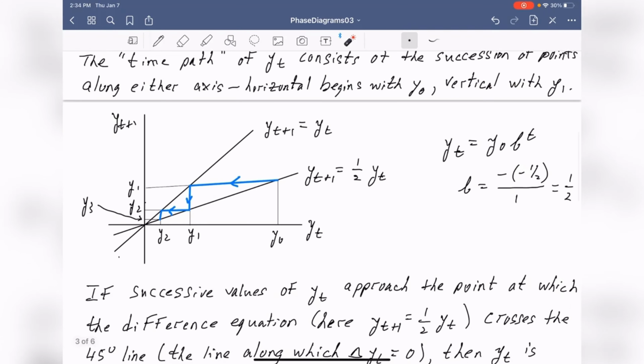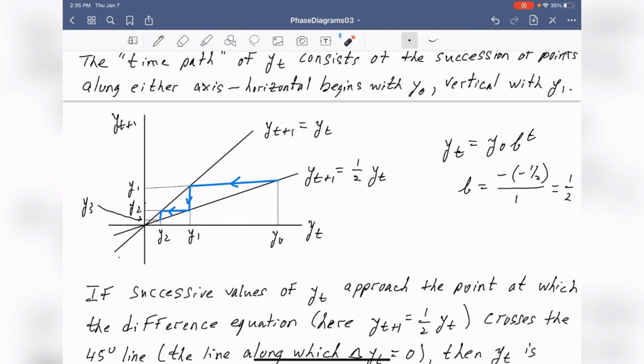So let's illustrate this for the case of yt+1 equals 1/2 yt. This comes from this formula here, yt equals y0 b^t, where b is now minus 1/2 over 1, which is equal to 1/2. So we start here with a y0, and we bring it up to the translation line, if you like, our original function, yt+1 equals 1/2 yt. Bring that over to the line to y1 on the vertical axis.